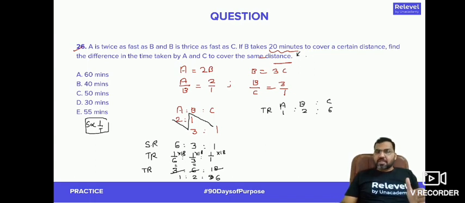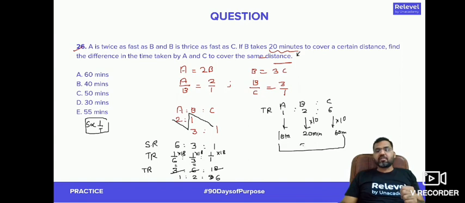Now the question says B is taking 20 minutes. If B is taking 20 minutes, which is 10 times of it, A will be taking 10 minutes and C will be taking 60 minutes. The difference in the time taken by A and C will be equal to 50 minutes, as you can see here. So the answer to the question is option number C. Difference in time taken by A and C would be equal to 50 minutes.